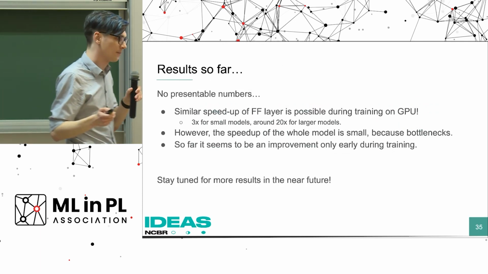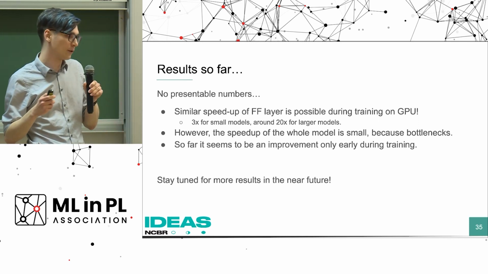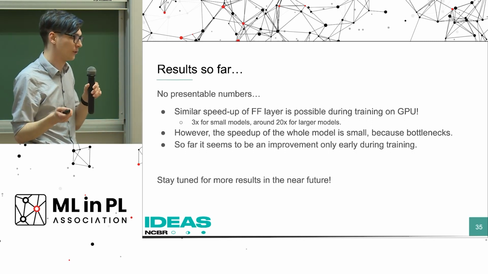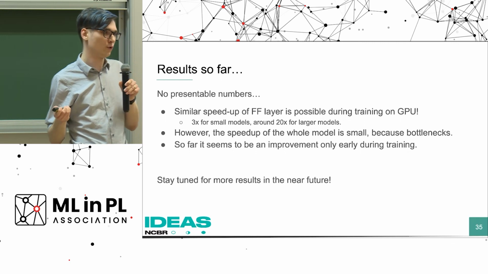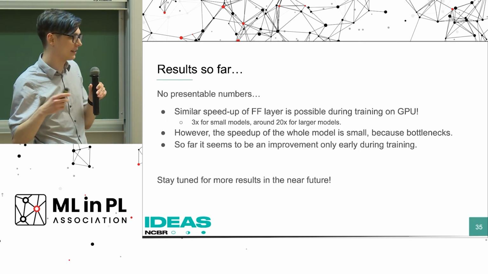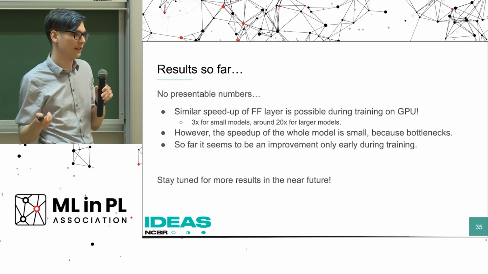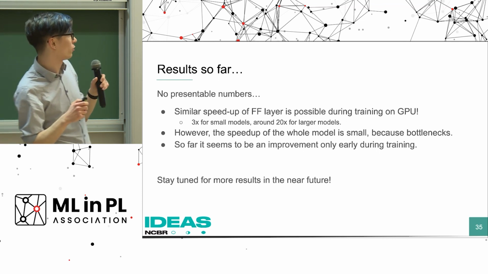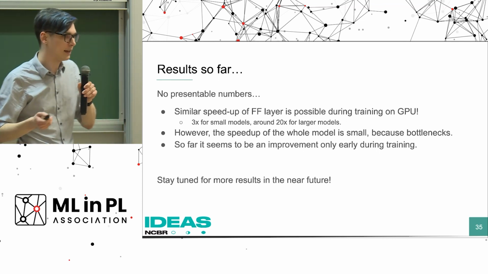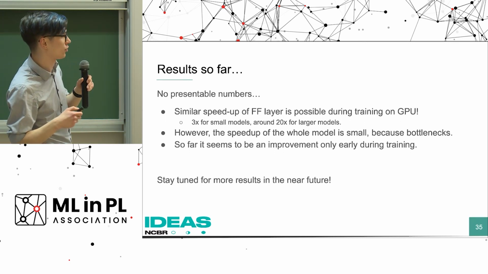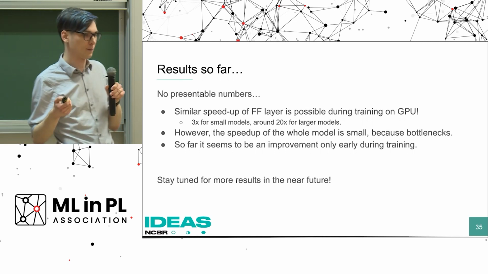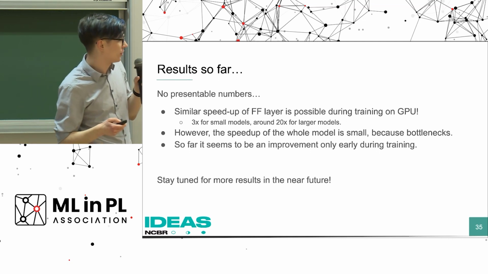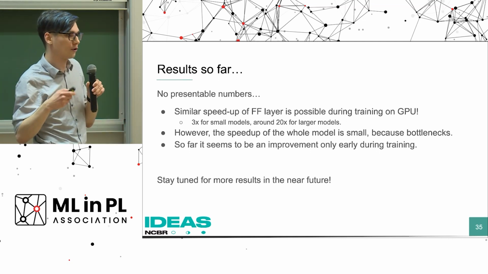In terms of results so far, the speed up of the feed-forward layer is possible during training on a GPU. So exactly what we wanted. And we get a similar speed up to the speedups that we had before, around 3 times for small or medium models and 20 times for bigger models. However, the speed up of the whole model is small because of some bottlenecks. That is not a huge problem because I also had those problems in the previous paper, and those bottlenecks can be solved. And so far, it seems to be an improvement only early during training.